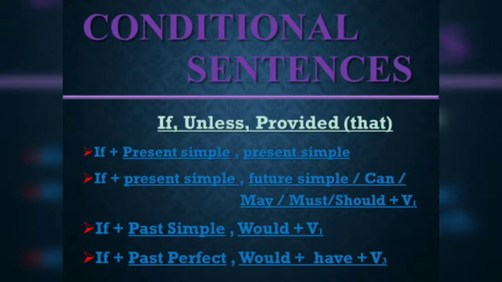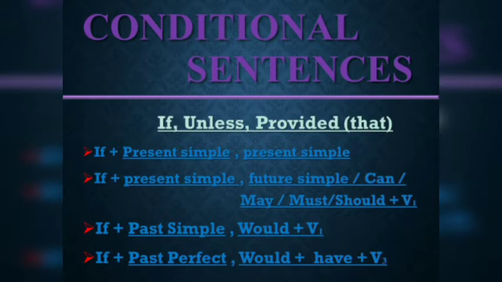So now the types of conditional sentences. Conditional sentences are of four categories, out of which the first one is: if present simple tense is there in the if clause, then in the main clause we simply use present simple. The second category: if present simple tense is there in the if clause, then in the main clause we will either use future simple tense or can, may, must, should, any of these four modals along with V1.